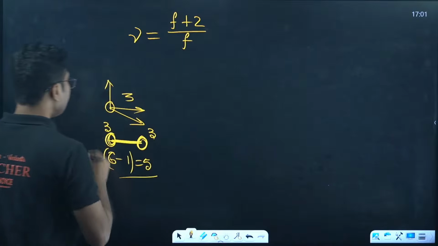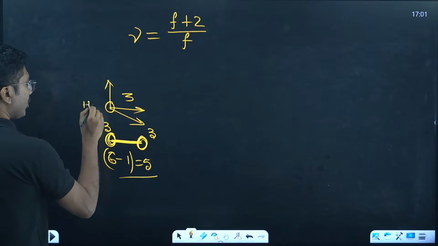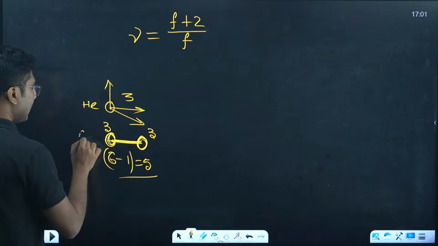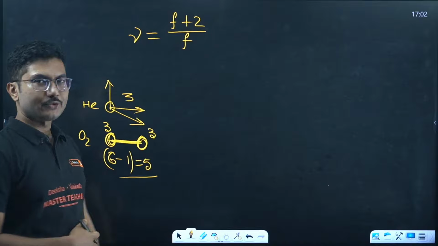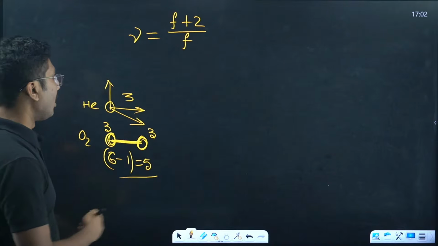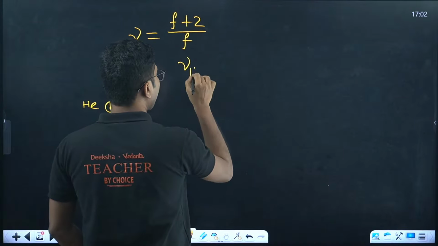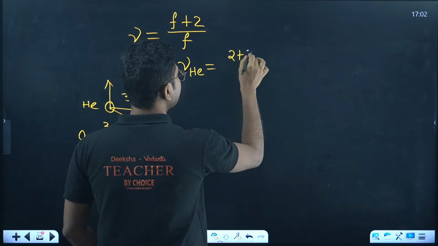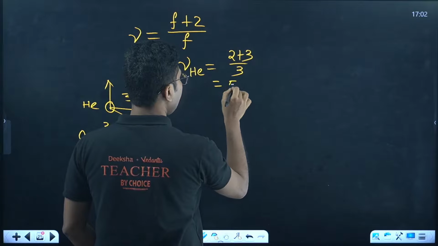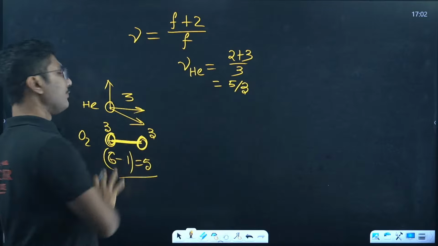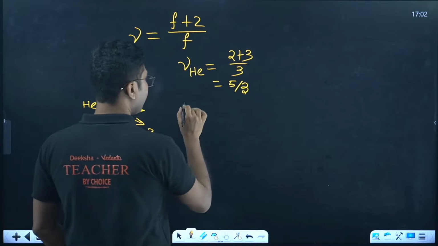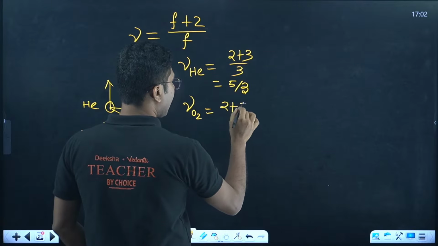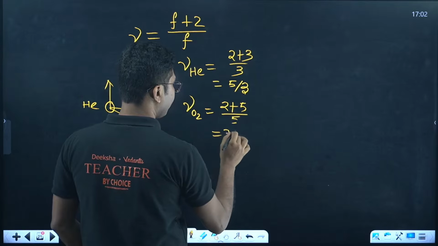So helium is a monoatomic gas. Monoatomic gas means it has only one atom in its molecule, whereas oxygen is a diatomic gas. That means it has two atoms in its molecule. So for helium, gamma will be simply (2 plus 3) by 3, that is 5 by 3. You can remember it, or you can figure it out in this way, whatever way you are comfortable. And gamma for oxygen is (2 plus 5) by 5, that is 7 by 5.